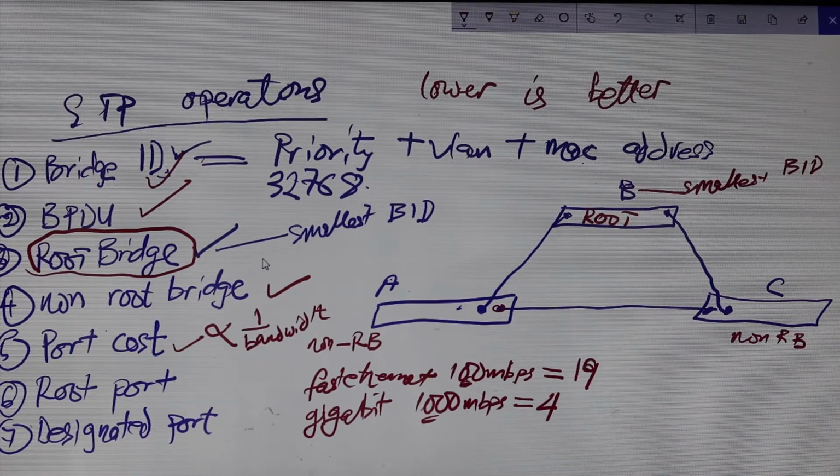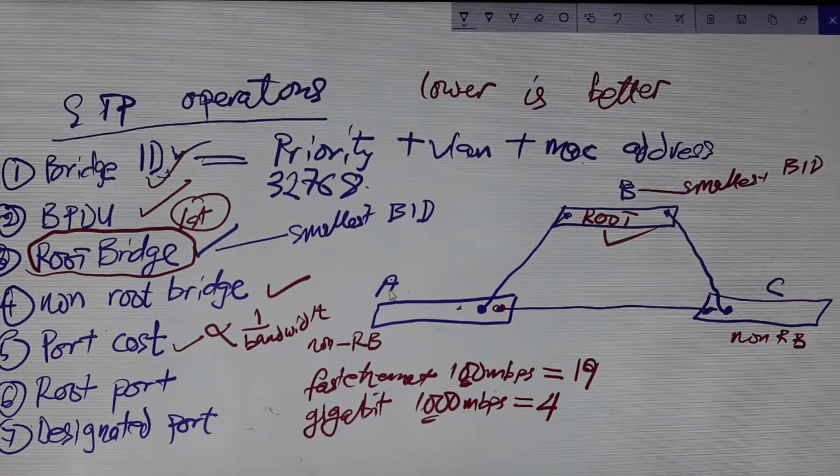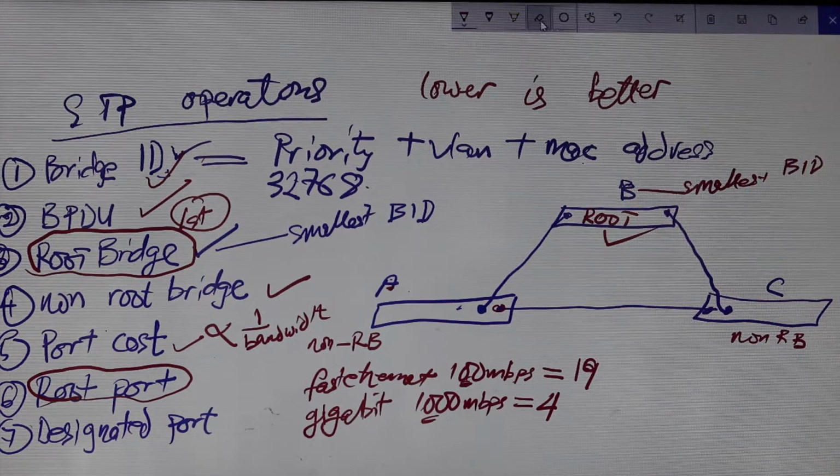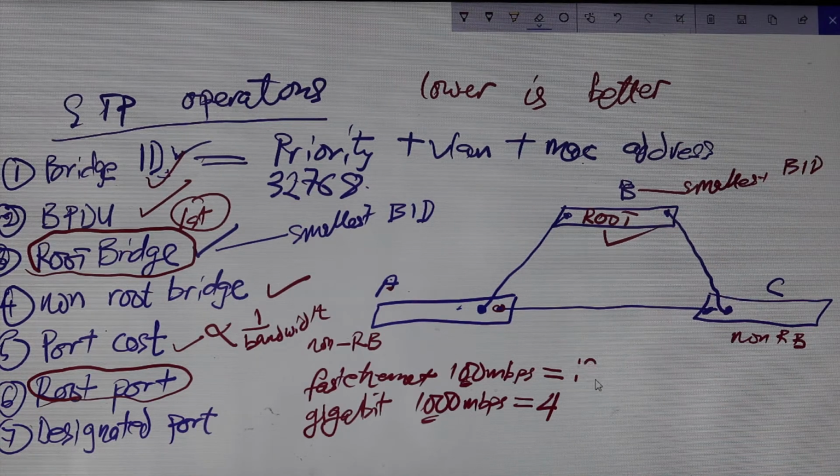Now, a second election is conducted. The first election is the one that chose the root bridge. Now the second election: these two non-root bridges are going to conduct root port election, each one of them. So this is the second election, and root port election is meant for only non-root bridges. The root bridge is not going to conduct that election. Okay? It's only the non-root bridges.